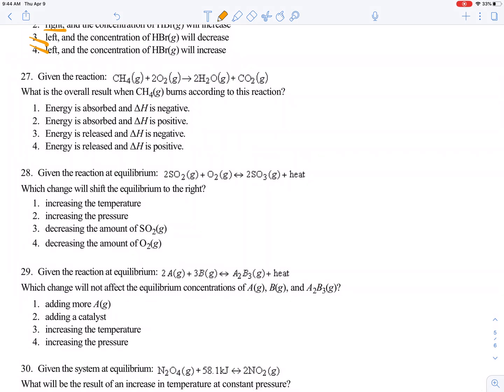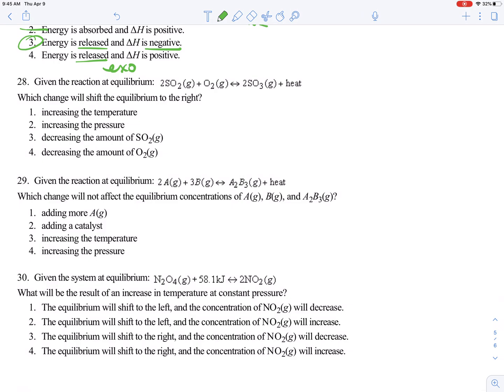27, what's the overall result when methane burns? This reaction is also on table I, so you could look it up. But also the fact that it's saying burning, that's combusting. So combustion, does combustion absorb energy or release energy? It gives off energy. It's releasing it. And if you release energy, you're exothermic. The sign of an exothermic reaction is negative. But table I could also tell you all that stuff.